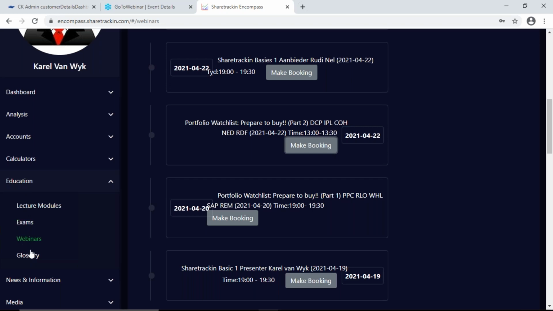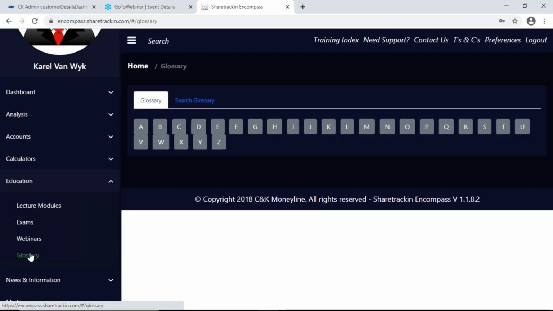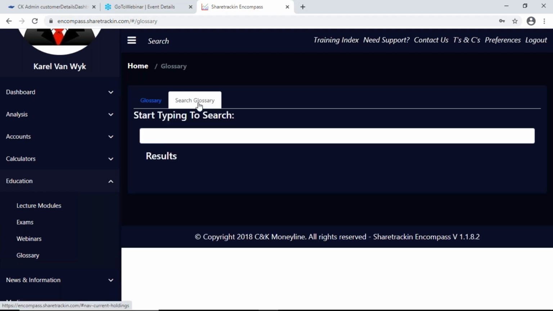Then the last thing under education I have here would be my glossary. So this is basically a dictionary for the JSE. I can either search it up by the first letter, or I can do a glossary search where I physically type in the name of whatever it is I want to know, and it will give me the description.